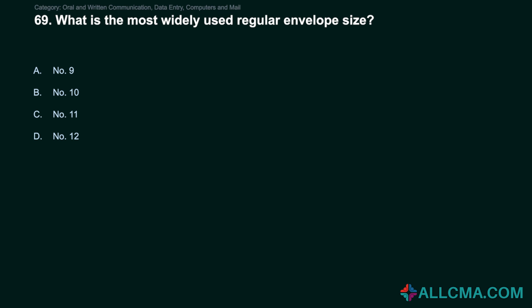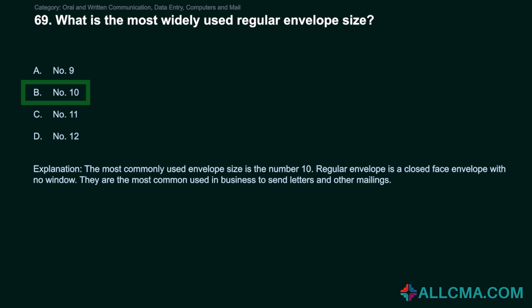69. What is the most widely used regular envelope size? A. Number 9. B. Number 10. C. Number 11. D. Number 12. Correct answer, B. Number 10. The most commonly used envelope size is the number 10. Regular envelope is a closed-face envelope with no window. They are the most commonly used in business to send letters and other mailings.